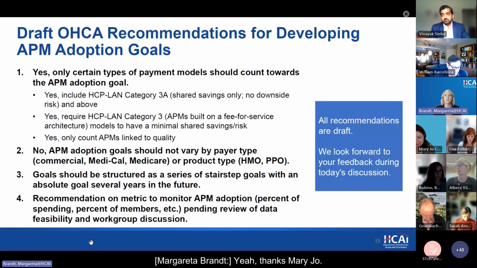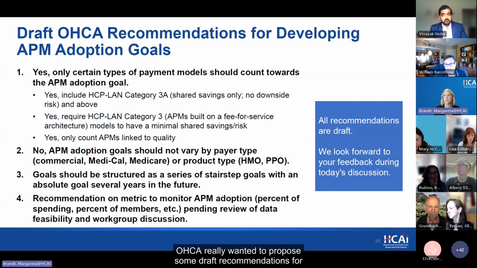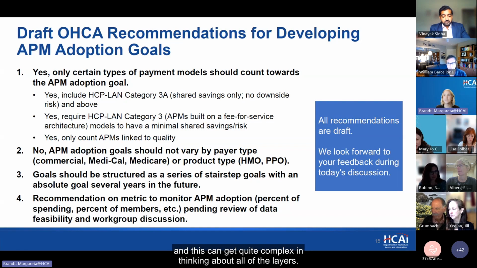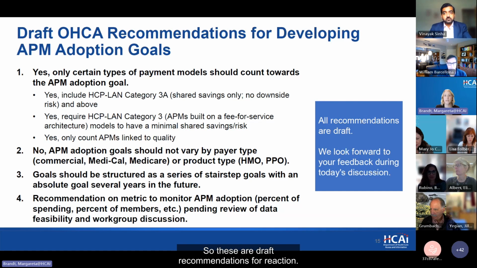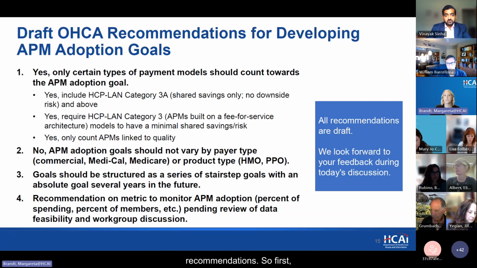Yeah, thanks, Mary Jo. In thinking about this conversation, OHCA really wanted to propose some draft recommendations for reaction as a starting point, because there's lots of decisions to be made, and this can get quite complex in thinking about all of the layers. So these are draft recommendations for reaction, and we're really looking to get your feedback today on these proposed recommendations.